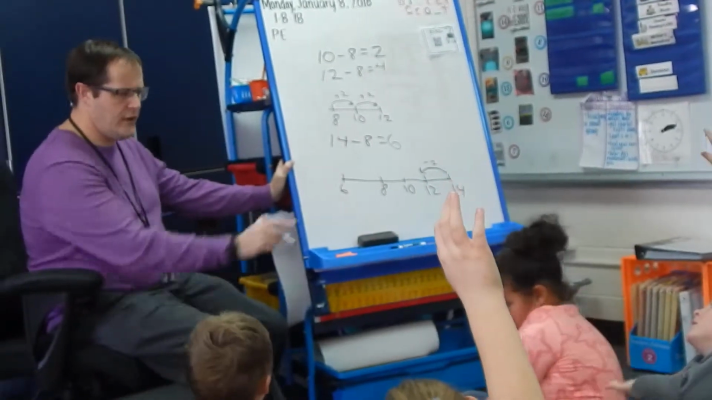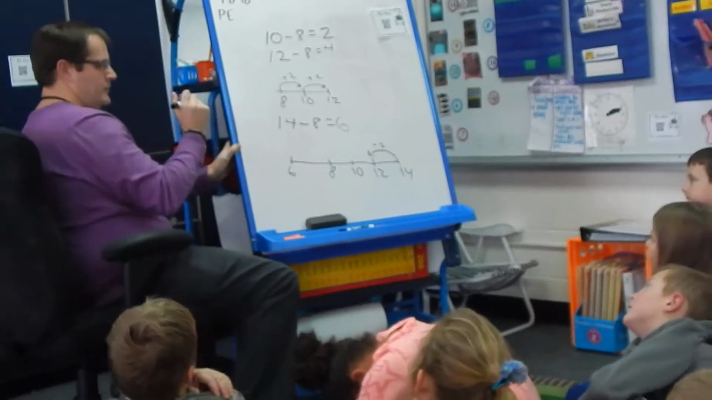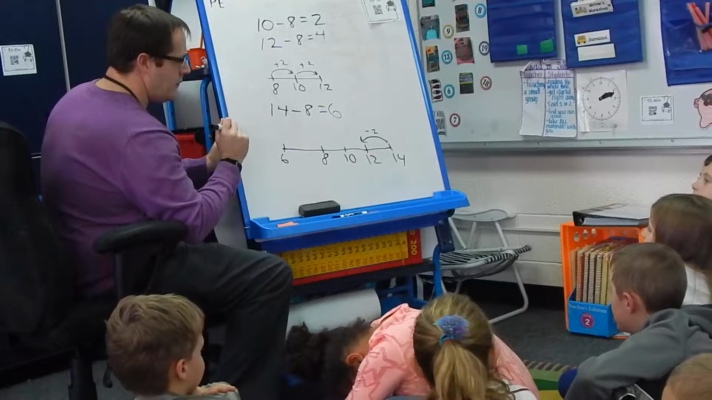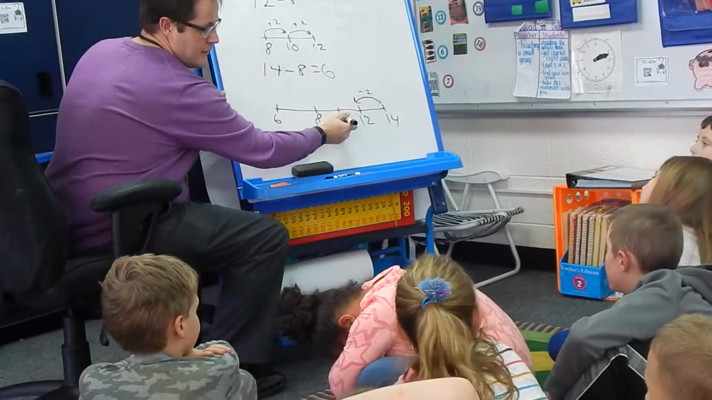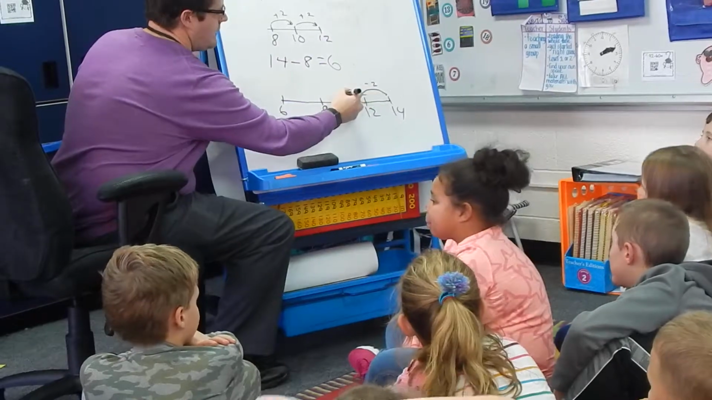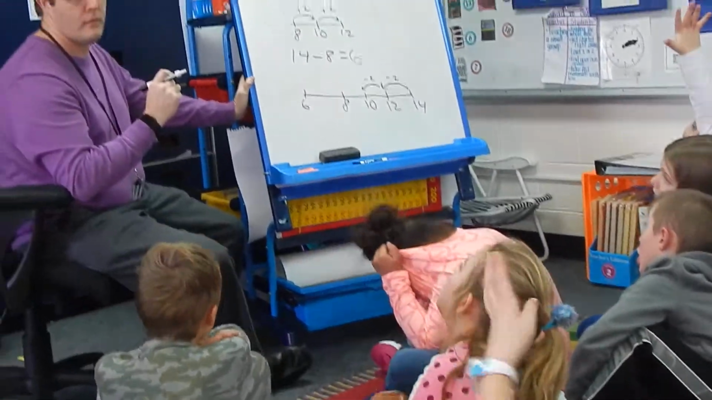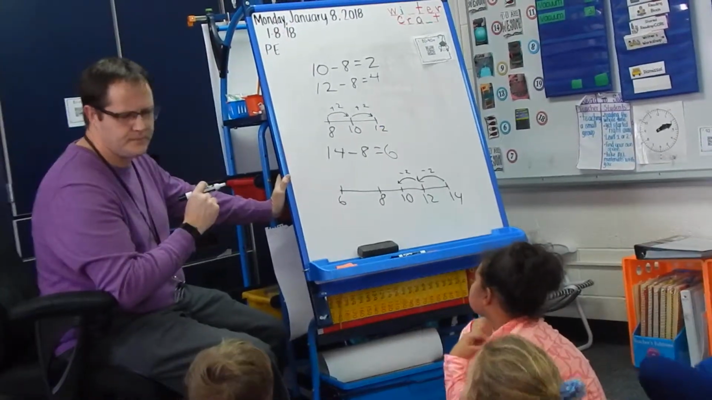Okay, what do you think? What kind of jump do I need? -2 from where? From the 12 or from the 10? From the 12 you want -2? Okay. Am I done jumping? No. Turn to your partner and tell them what needs to happen next.